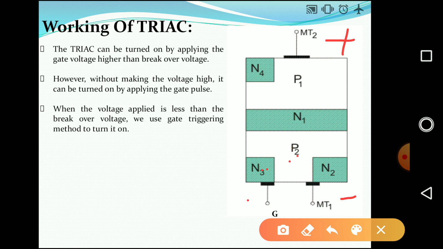Next, when the voltage applied is less than the breakover voltage, we use the gate triggering method to turn it on. So only when the MT2 to MT1 or MT1 to MT2 supplied voltage is less than the breakover voltage do we use the gate terminal for triggering the TRIAC here. So at the gate terminal, we can apply a positive as well as a negative supply irrespective of the MT1 to MT2 supply. So by this we can trigger the TRIAC here. Trigger means we can turn on the TRIAC.